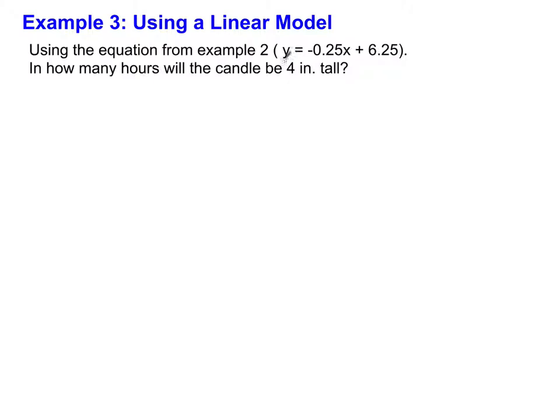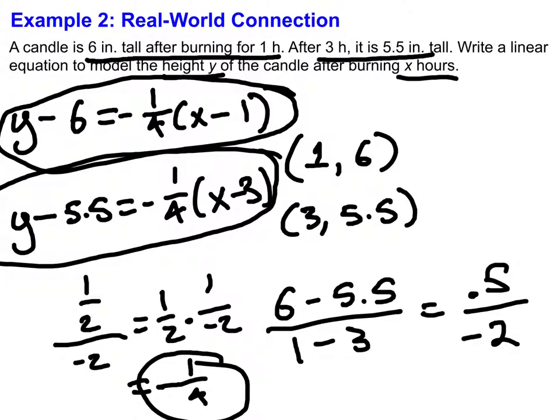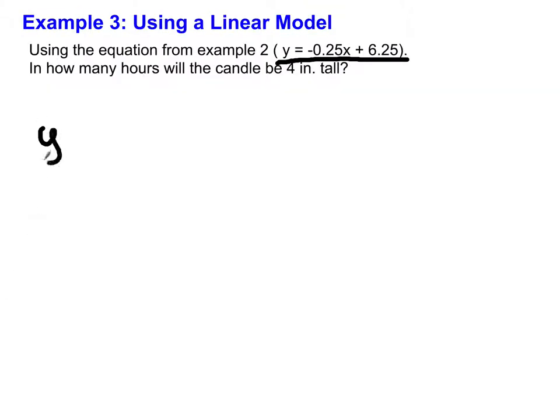Okay, so this is the equation that it says we got, but that doesn't look like what we got from example 2. We got y minus 6 equals negative 1/4 x minus 1. So why is it written that this is our equation? Well, they went ahead and wrote it in slope-intercept form.